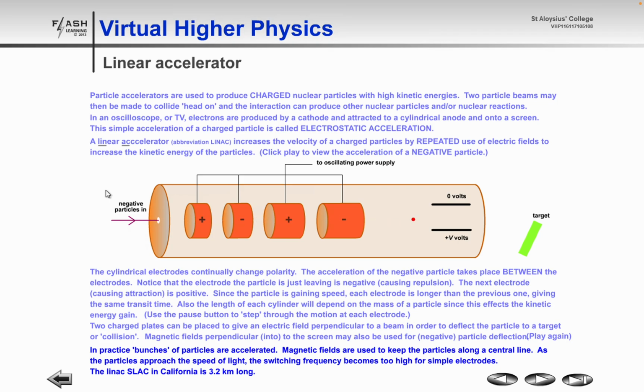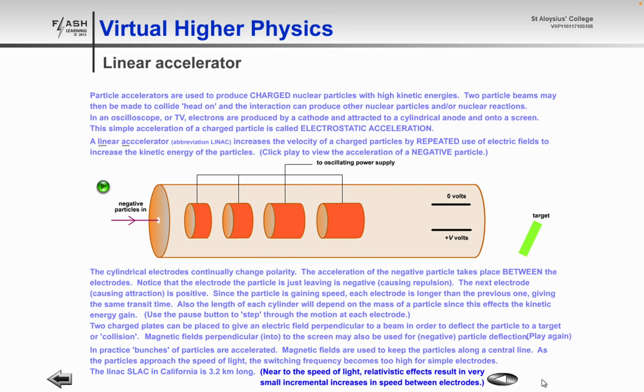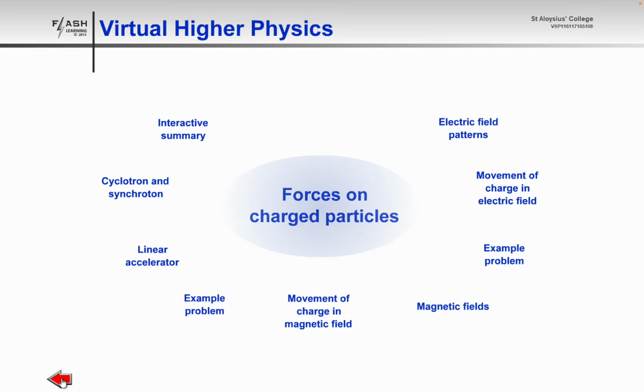In practice, we wouldn't do this with a single particle, we would do it with bunches of particles, and we use magnetic fields to keep the particles along central lines in reality as well. To give you an idea, the SLAC in California is 3.2 kilometers long, with lots of accelerating bits. Due to the speed of light, incidentally, relativistic effects have to be taken into account, and that can adapt the values required.